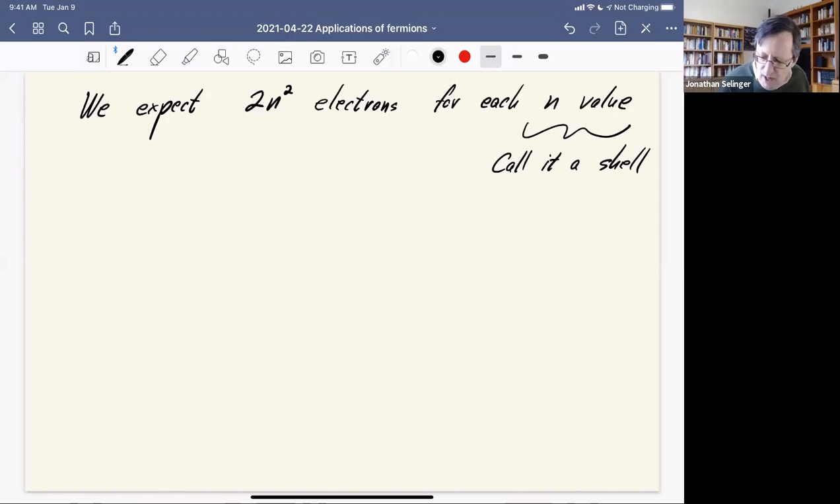Okay, we gradually keep filling up more and more shells, and we get a table. We get the periodic table. Okay, so let's see how many elements we would expect in each row. Okay, so we expect a periodic table.